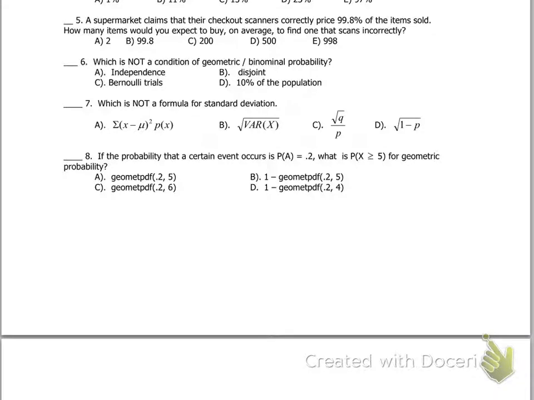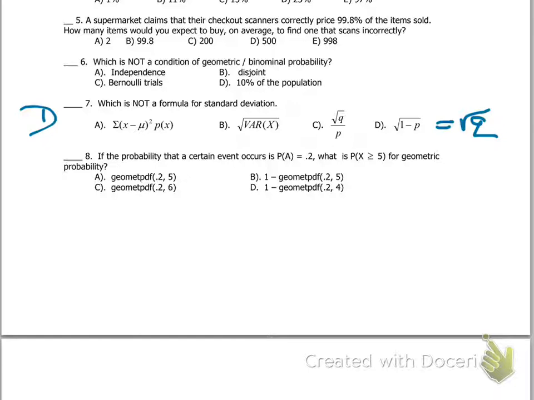All right, I'm sorry, I'm on number 7. Which of the following is not a formula for standard deviation? Well, A is the formula for standard deviation. And for B, hopefully you realize that the square root of variance is standard deviation. Now, if you go look up the standard deviation for geometric, that's the square root of q divided by p. And then we have D, which is the square root of 1 minus p. Hopefully you realize that 1 minus p is q, and so the square root of q is not standard deviation, so the answer is D.